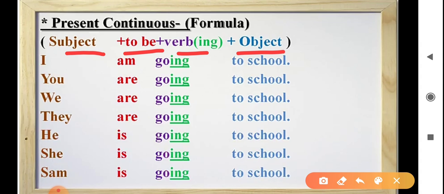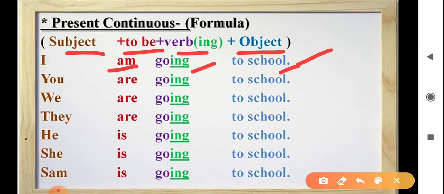Now see examples. First example, I am going to school. I is the first person, that's why the be form of the verb, am, is used with I. Go is the main verb and it is used with the ing form, and to school is the object. Now this is the formation of the present continuous tense. I am going to school. In continuous tense, I is always followed by the be form of the verb am.